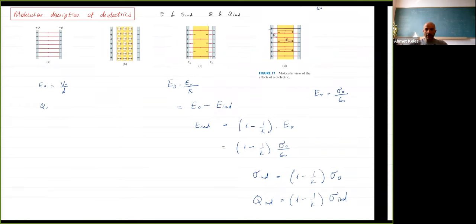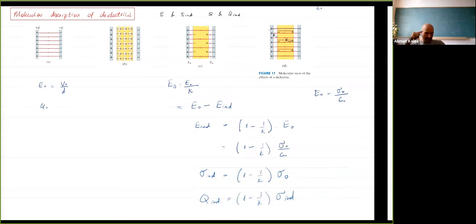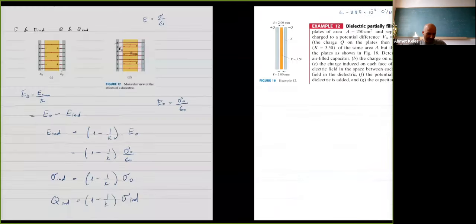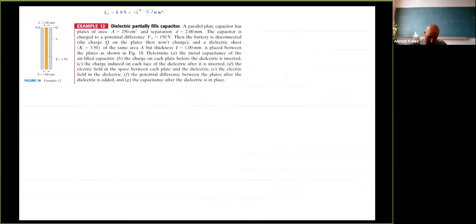Yes, we are thinking of the dielectric to be an insulator. All right, then let's solve an example. Let's see.